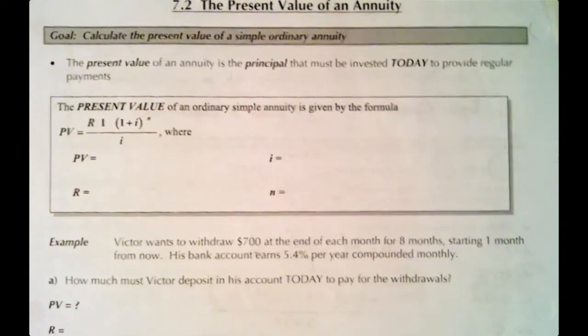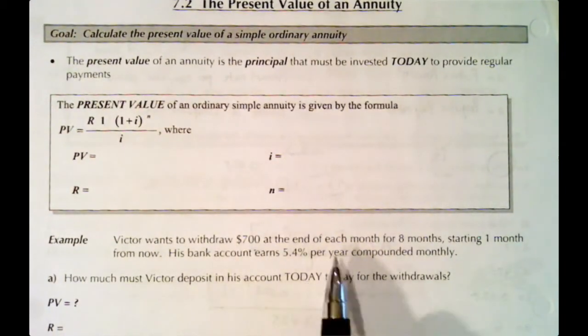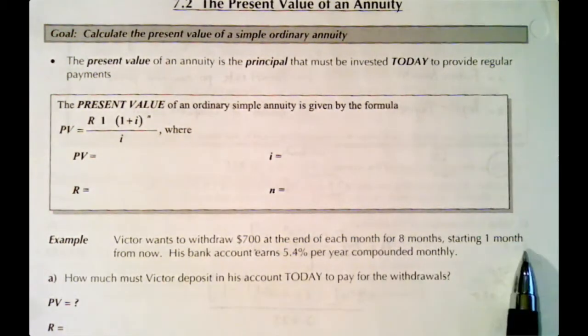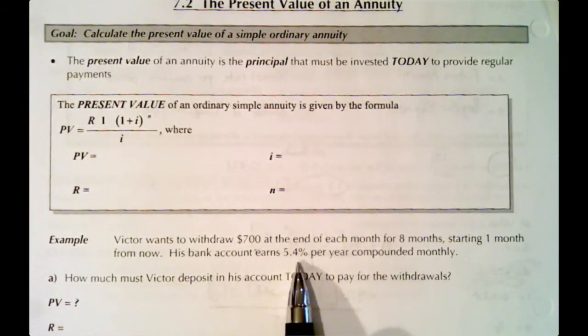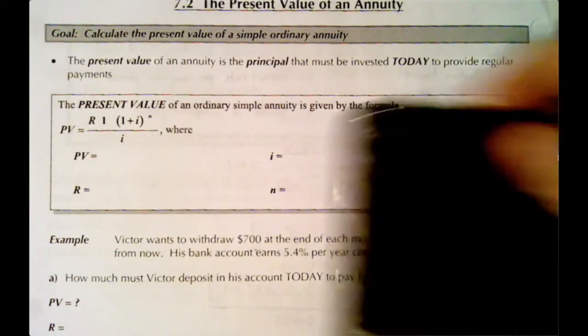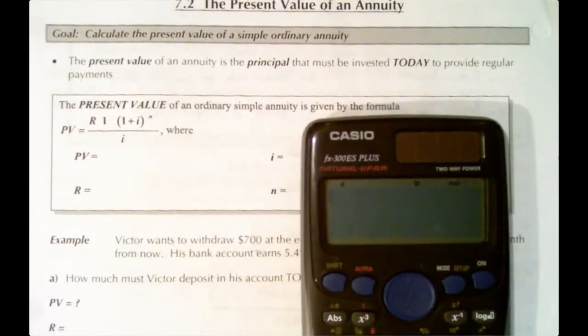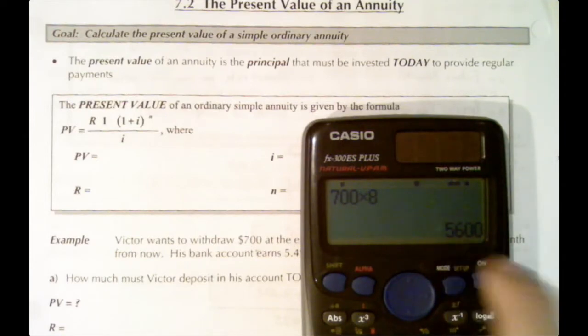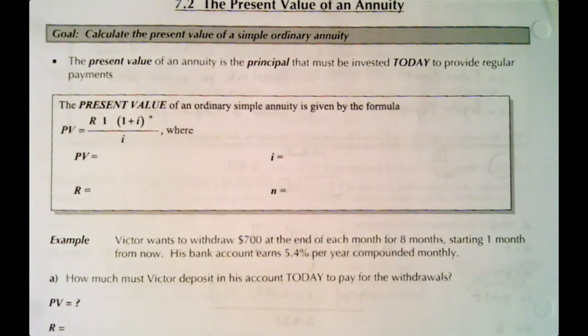So if we look, Victor wants to withdraw $700 at the end of each month for 8 months, starting 1 month from now. His bank account earns 5.4% per year compounded monthly. How much must Victor deposit into his account today to pay for the withdrawals? So the way this works is if you want $700 every month for 8 months, you can do a little bit of quick math here and say, well, $700 and you want 8 of those is $5,600. So you need $5,600 in order to withdraw $700.